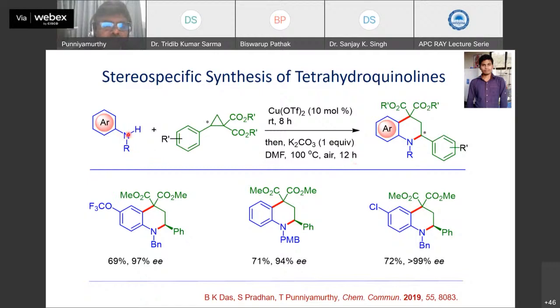Here the opening takes place with copper triflate at room temperature, and then it stops. Therefore, after opening takes place, you have to add potassium carbonate and heat at 100 degrees Celsius, and then the oxidative cyclization takes place. Here R is benzyl, and you can see the benzyl CH bond. However, the reaction usually does not take place at the benzyl CH bond, but at the sp2 CH bond of the aryl ring. In this way, you can make tetrahydroquinoline as a product. Once again, the reaction is stereospecific, and you can construct both the nitrogen-carbon and carbon-carbon bonds with high enantiomeric purity.